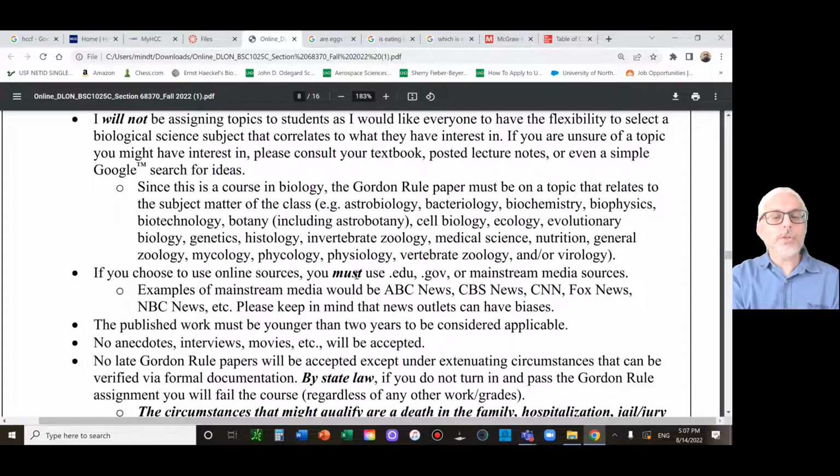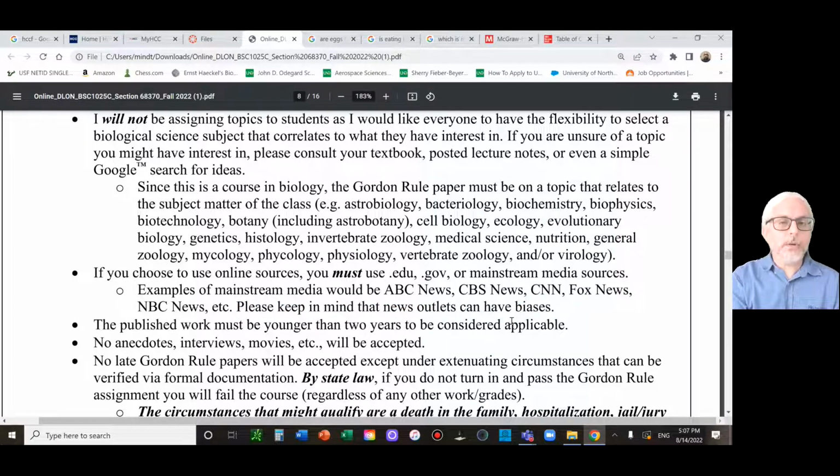Now, when you choose your sources, notice they must come from something published, a .edu, a .gov, or mainstream media. I got asked, what does that mean? Well, that means ABC, CBS, CNN, Fox News, that kind of idea. But don't forget, almost anywhere you go has bias. For example, CNN tends to lean left. Not always, but they tend to. Fox News tends to lean right. Not always, but they often do. Okay, be aware of that. Just kind of keep it in mind.